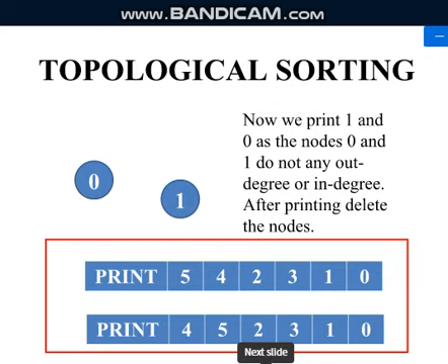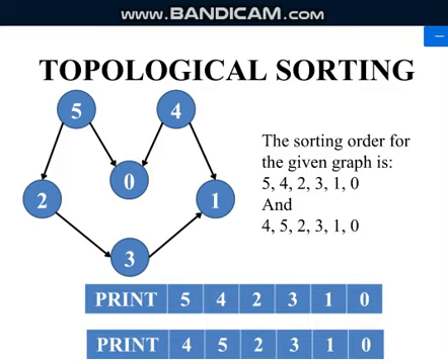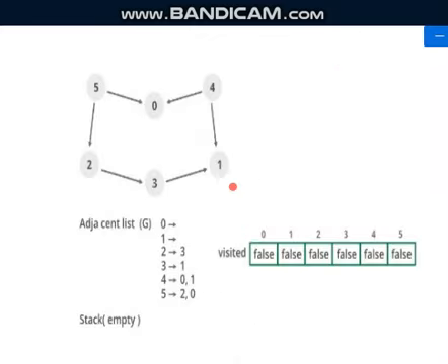Now again we will see how to solve it using stack. Look at this, the same graph we have taken: 5 to 0, 5 to 2, 2 to 3, 3 to 1, 4 to 0 and 4 to 1. What we have done here is, first you take the adjacency list. What do you mean by adjacency list? From each node you are just checking which node it is reaching.